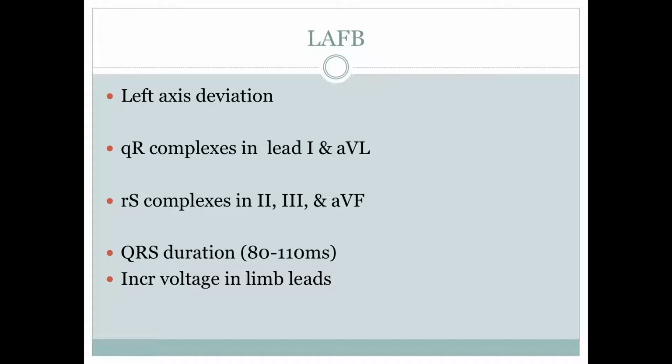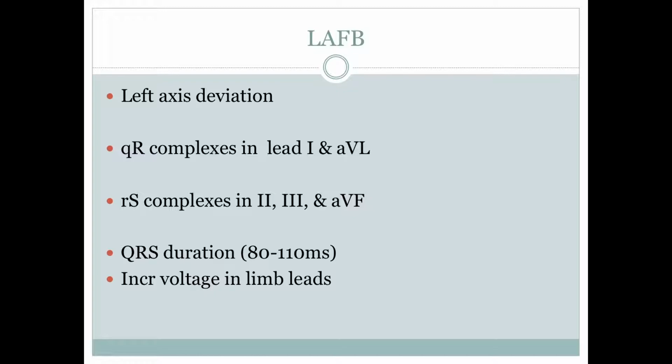So there's three main fascicles in the heart. Once you get past that bundle of His, you have the one that goes into the right ventricle, and then there's two that go into your left ventricle. So this is the way I think about it, is that the left anterior fascicular block is a subtype of a left bundle branch block.